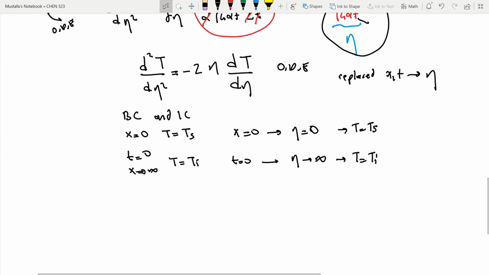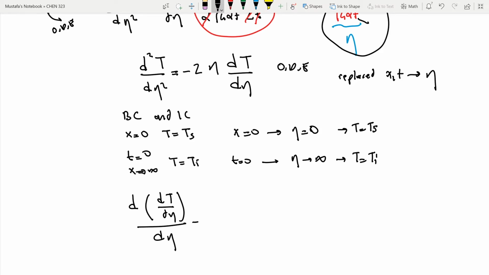So now let's do the calculus here. Let's rewrite this equation as d/d eta of dT by d eta, divided by dT by d eta, is equal to minus 2 eta d eta.